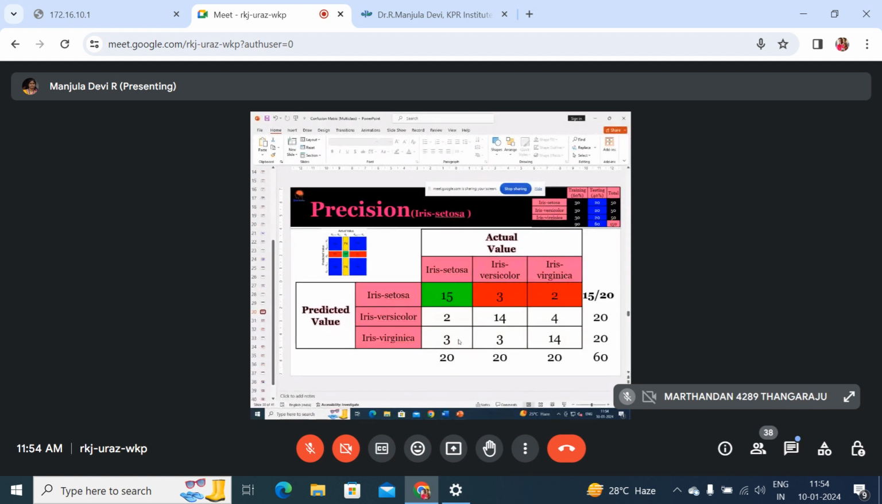Any doubt with respect to this confusion matrix? Similarly, once you are familiar with the terms false positive, false negative, true positive, true negative, it is very easy to compute the classification matrix here.